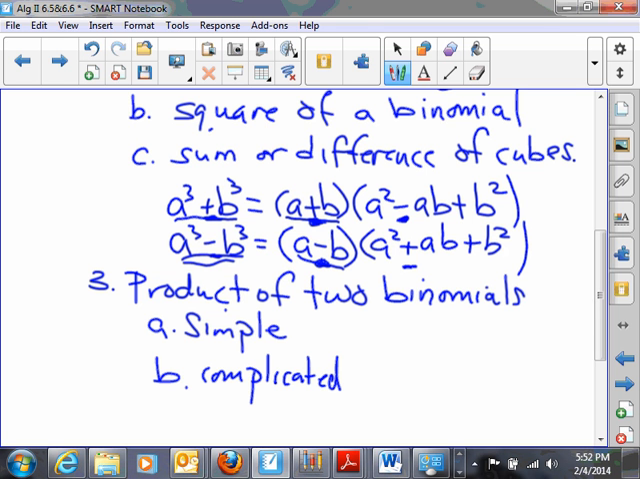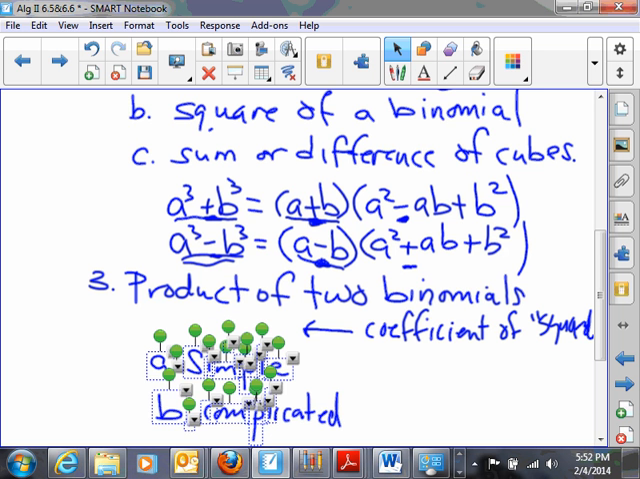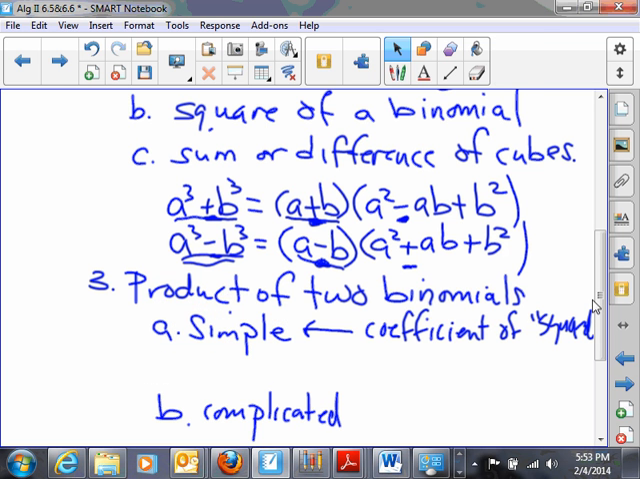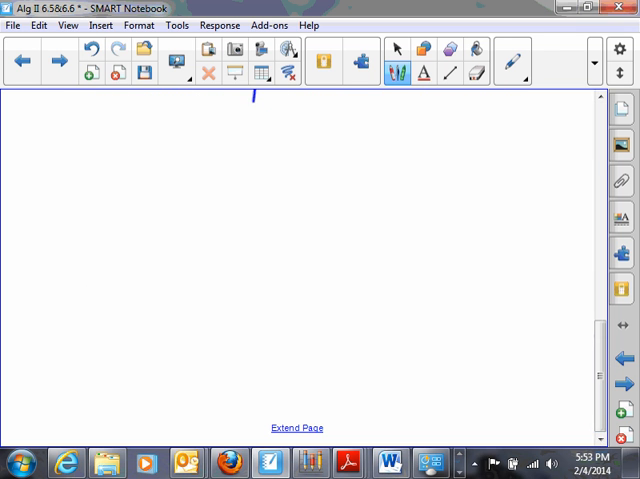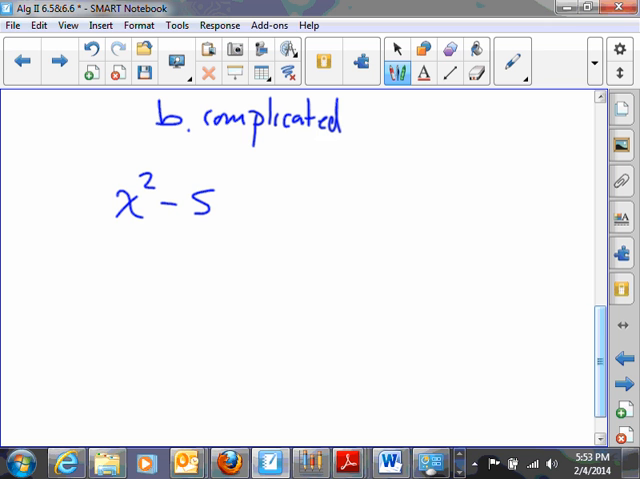Now, a quadratic polynomial is simple if the coefficient of the squared term is 1. Let me see if I can give you an example or two of that. Say, for example, we have x squared minus 5x plus 6.